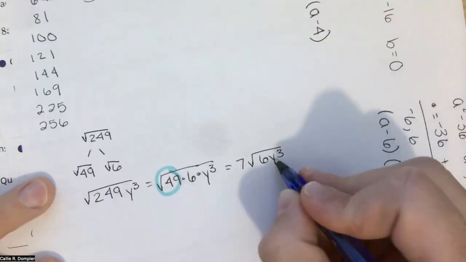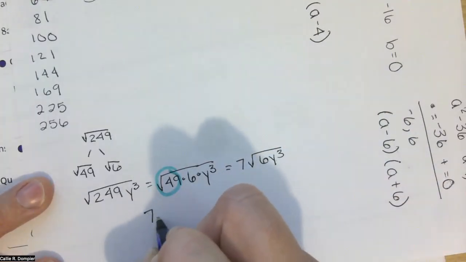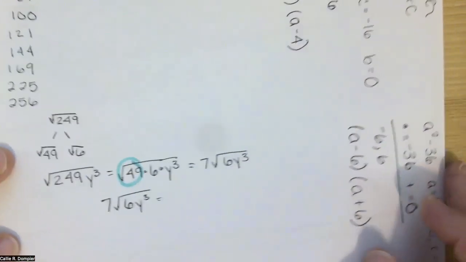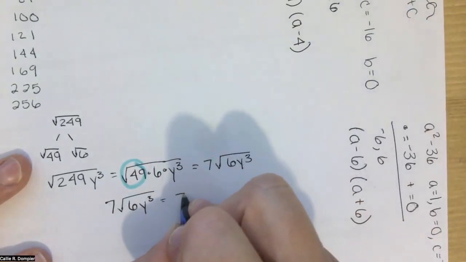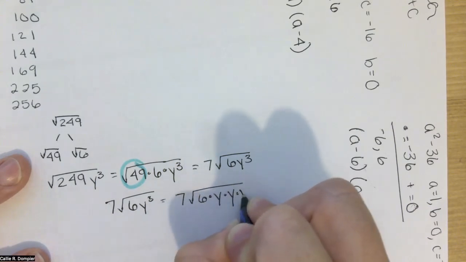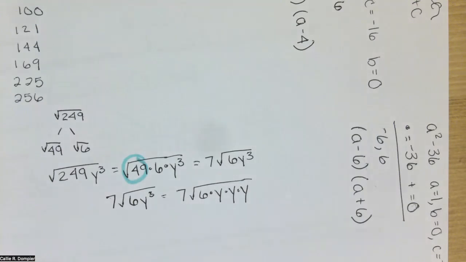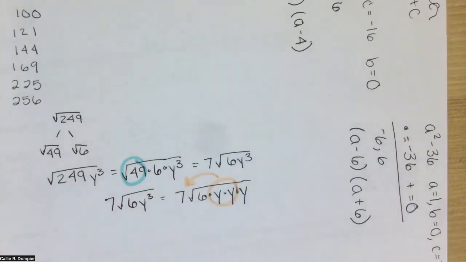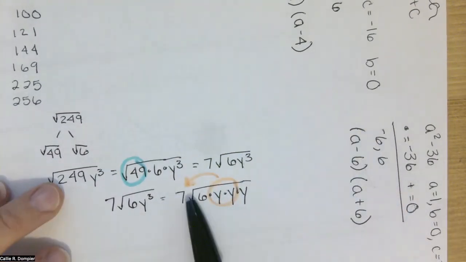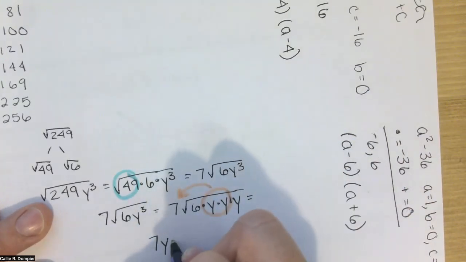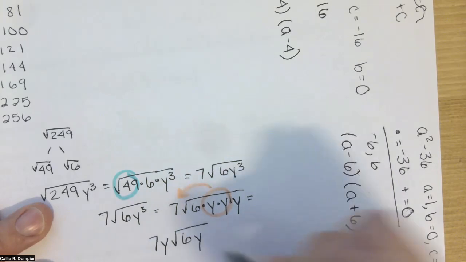Now we go on to the variable because the variable is a little bit easier. So we have 7 square root 6y to the third, and I'm going to change that y to the third to 6 times y times y times y, because that's what they mean by y to the third, right? We're multiplying y by itself 3 times. And we know that any pair can come out. Okay, so now those 2 y's become 1 y next to the 7. So our final answer is 7 times y square root 6y.